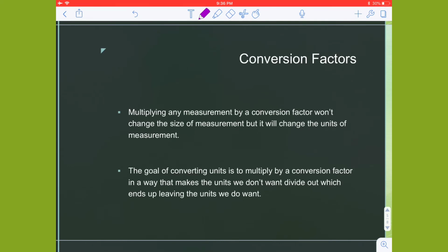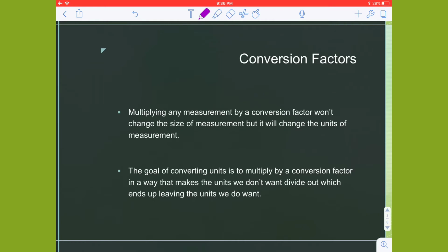Multiplying any measurement by a conversion factor won't change the size of the measurement, but it will change the units of measurement. So what I want to make sure you understand is that when you convert something, you're not changing anything about it except the way you're talking about it, okay?